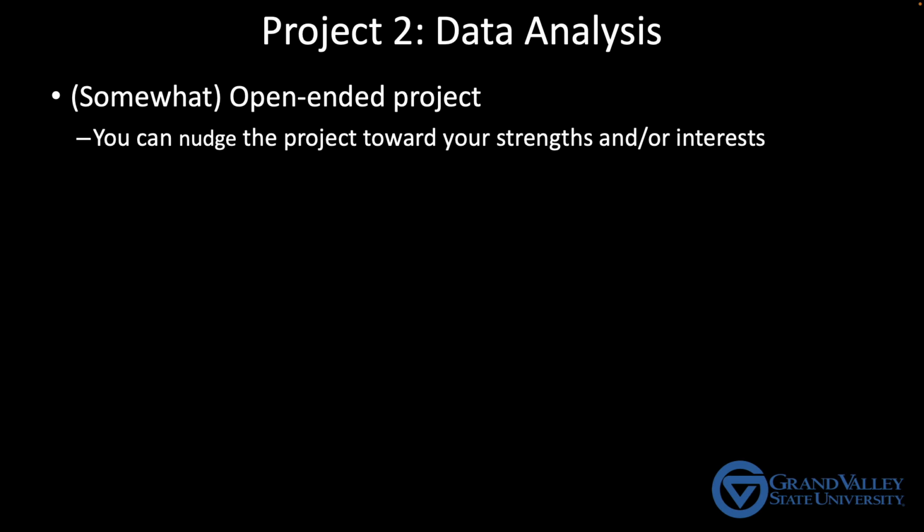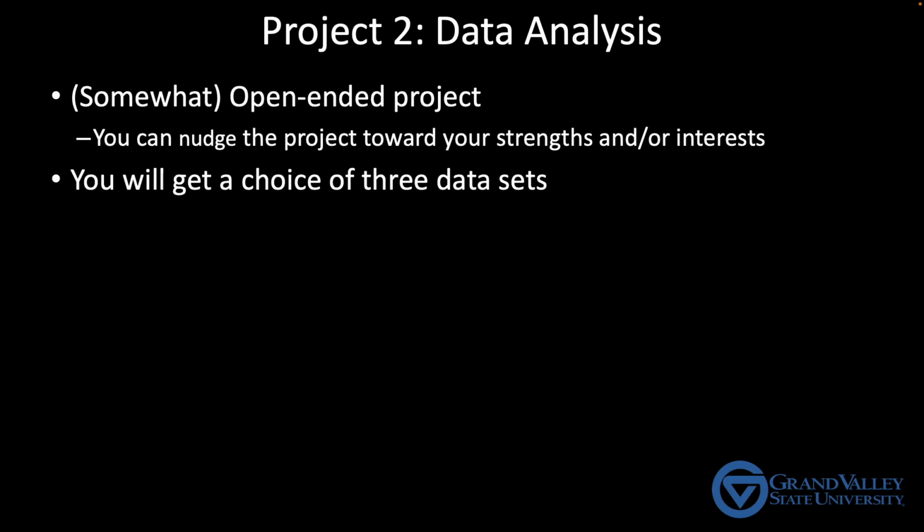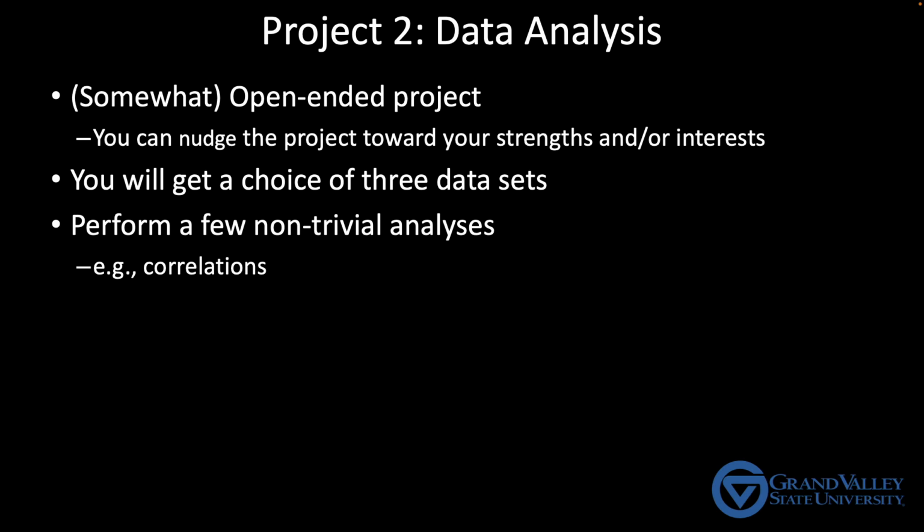When you open the project in PrairieLearn, like you just saw on the screen over there, you're going to see a list of 3 data sets. Look through those data sets, look at the data that's there, what the data is measuring, and pick the one that looks most interesting to you, and then do a few non-trivial analyses. So again, this is part of the vague part. I don't want to pin down exactly what you have to do. Maybe you're going to look for some interesting correlations in the data. That's always a good place to start.